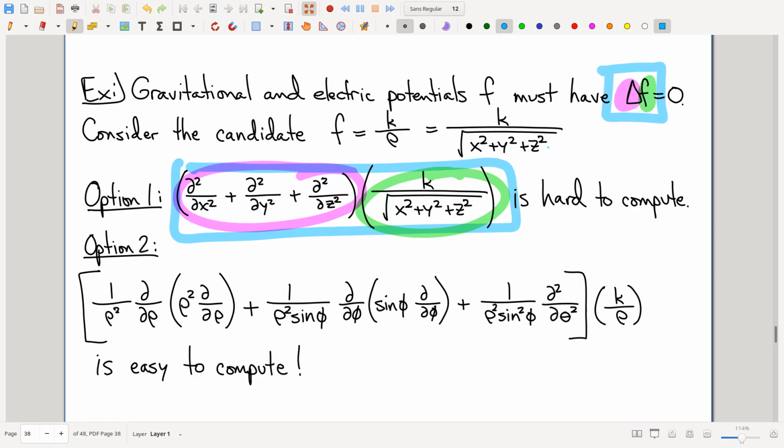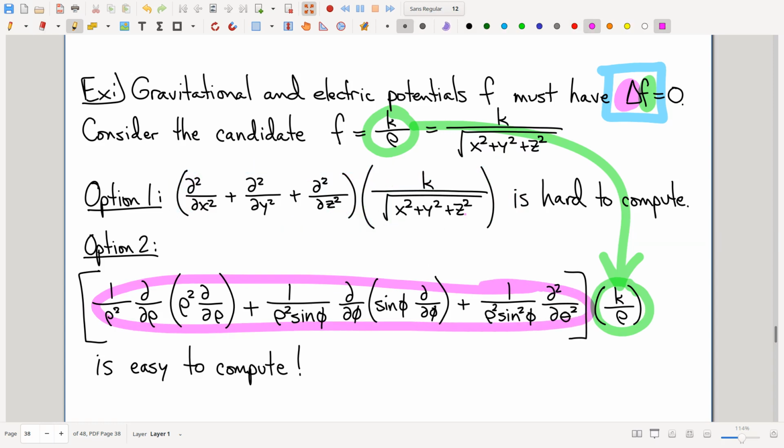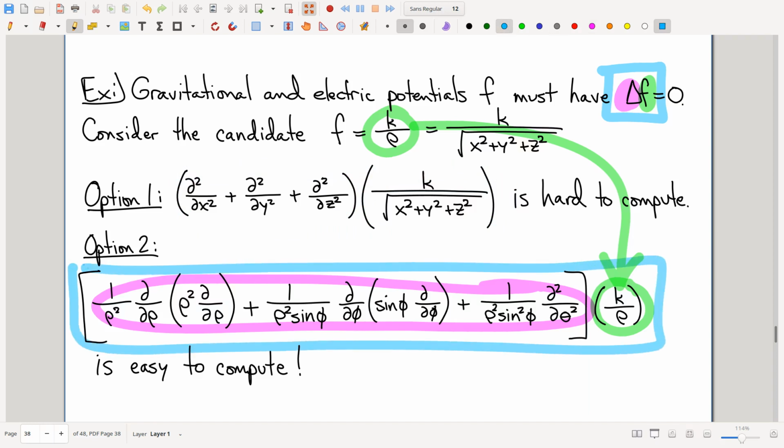Here's your second option. Your second option is to take the spherical formula for our candidate function. Take the spherical Laplacian, oh, whoops, wrong color. I keep seeing the purple and thinking it's the red, and vice versa. Take our spherical Laplacian and crank this out. That's your second alternative, and that looks even worse.